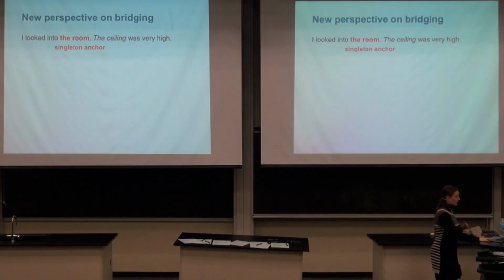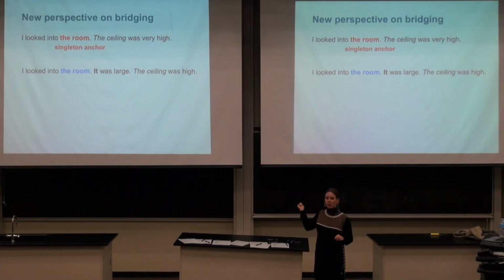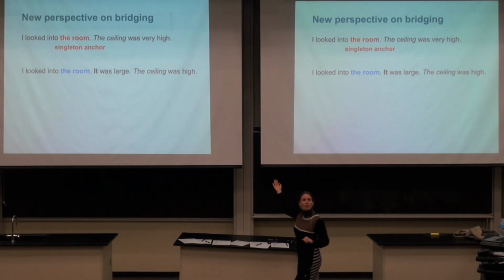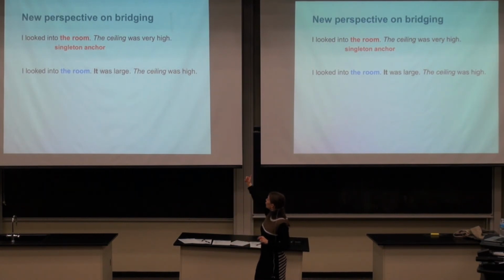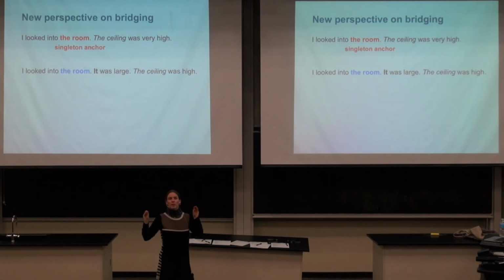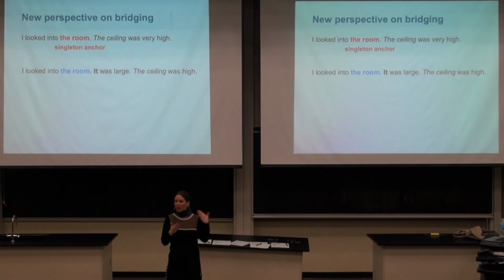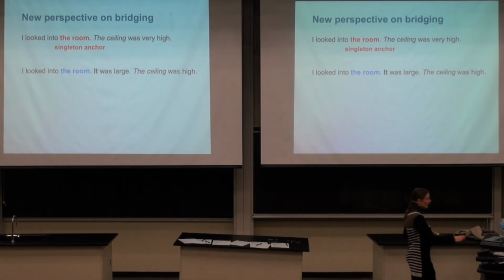That's different from a sentence like this one. I looked into the room, it was large, the ceiling was very high. You still have this bridging phenomenon here, the ceiling of the room. But here we have this pronoun it that does refer to the room. So here, from the coreference perspective, the room is actually part of a coreference chain, different from the other one.